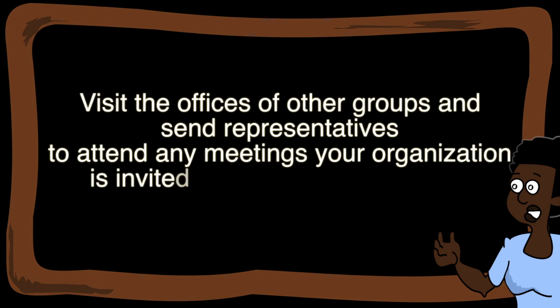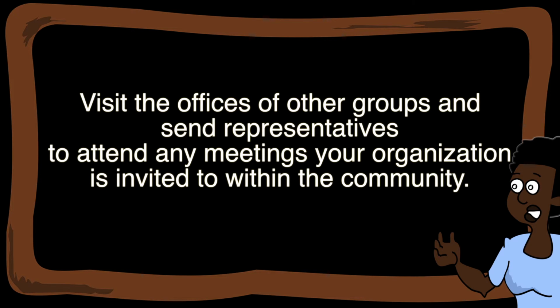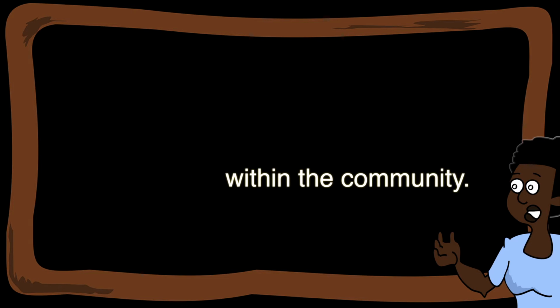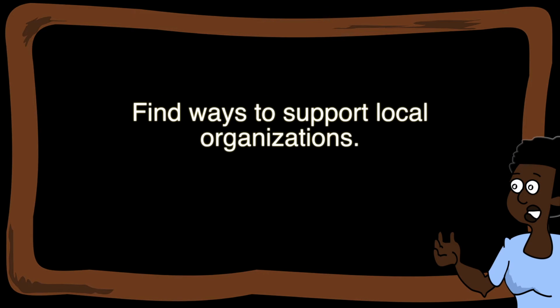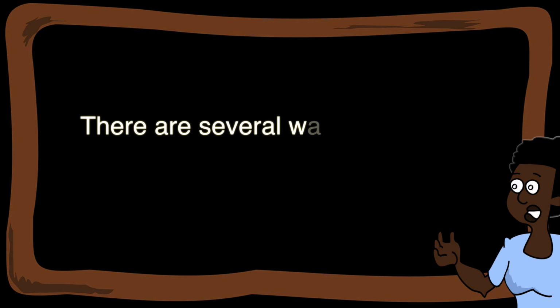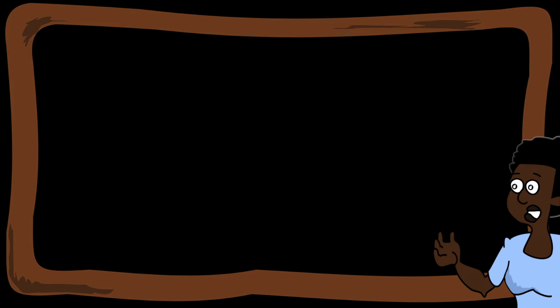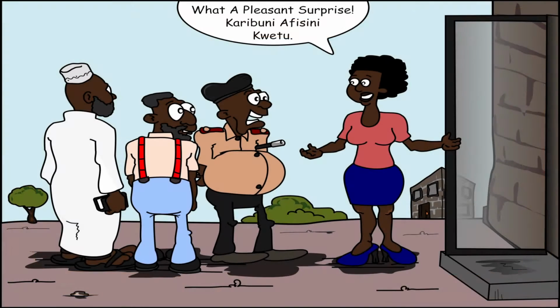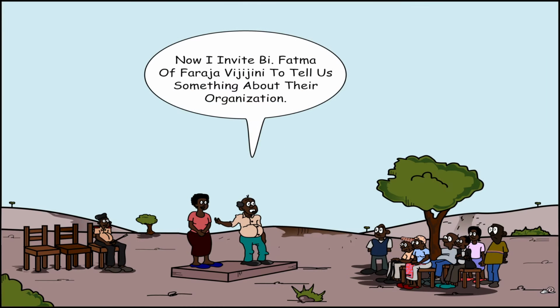Visit offices of other groups and send representatives to attend any meetings your organization is invited to within the community. Find ways to support local organizations. There are several ways you can do this, such as offering your expertise, using your networks, offering your resources, through your relationships with the community and government leaders. Request the leaders you interact with to introduce you and your organization at local meetings, and always be ready to describe your organization in public forums.